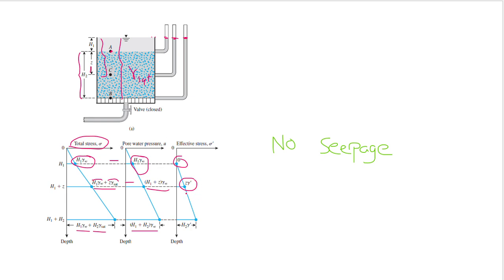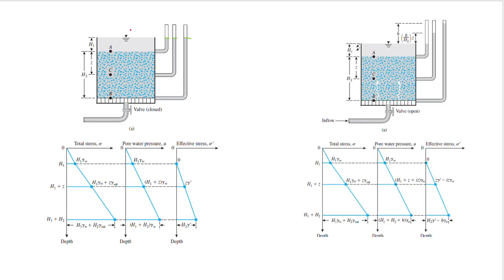In this situation, with no seepage, the effective stress cannot reach 0, because there is no way to get 0 effective stress except at the top of the soil, which doesn't matter. So in the middle or the bottom of the soil, we cannot get an effective stress of 0. But let's compare it with another situation. Here we had the water at the same level for all these 3 points.